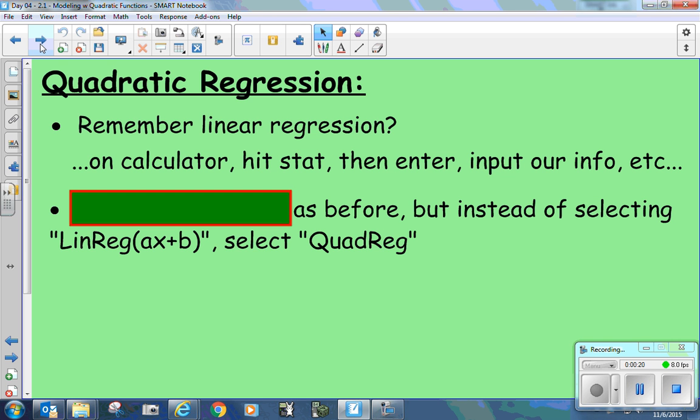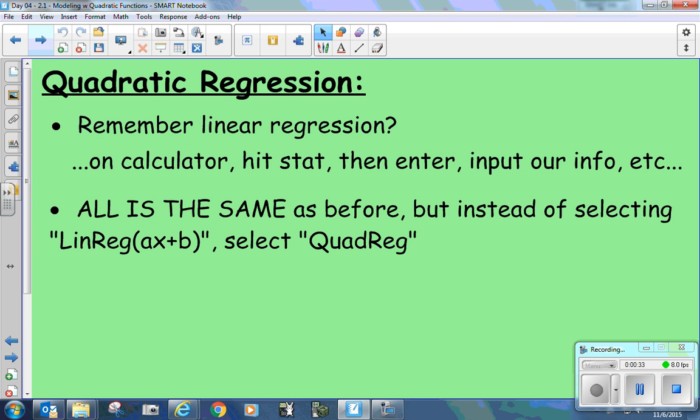So, quadratic regression. Do you guys remember linear regression? Remember in the calculator, you hit stat, then enter, and you enter your stuff into L1 and L2, and all that jazz? Well, guess what? This is all the same. It is exactly the same as that, with one minor change at the end.